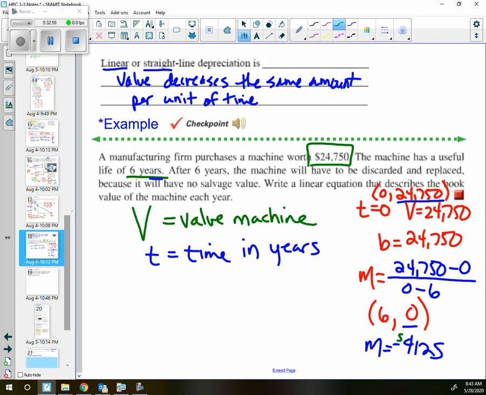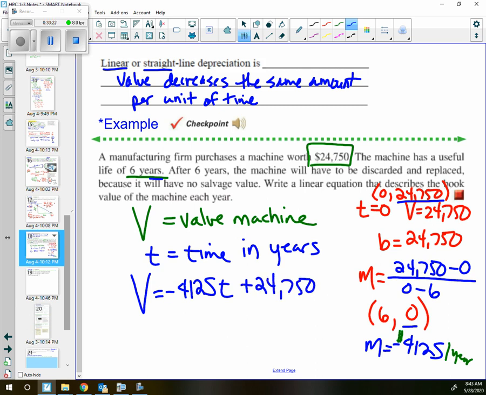So this is a rate per year, right? When we think about dollars per year, how much is it going down? So when we know what the value starts at and when it's going to be worth nothing, we can calculate the slope for that. So now we can write our model. Our value is going to be depreciating at $4,125 per year, and it's starting at a value of 24,750.